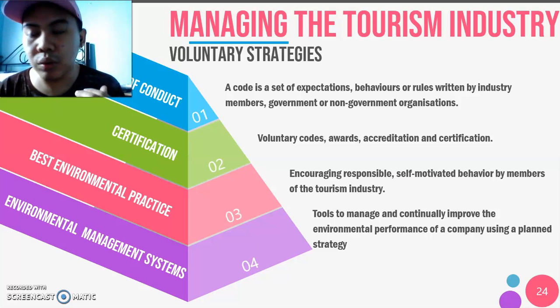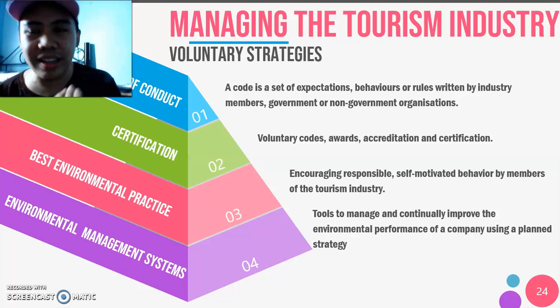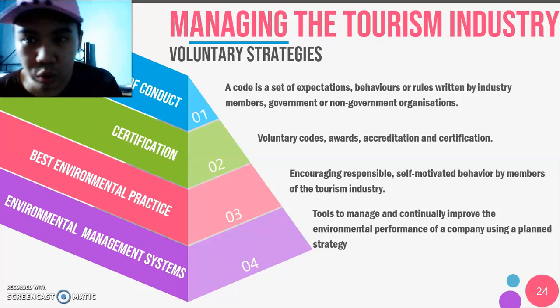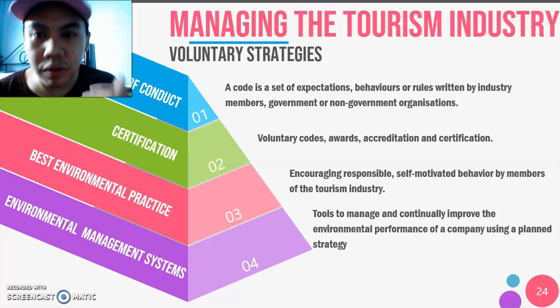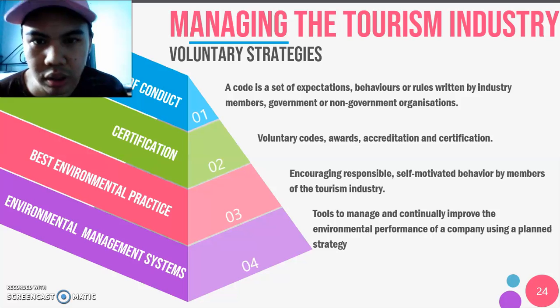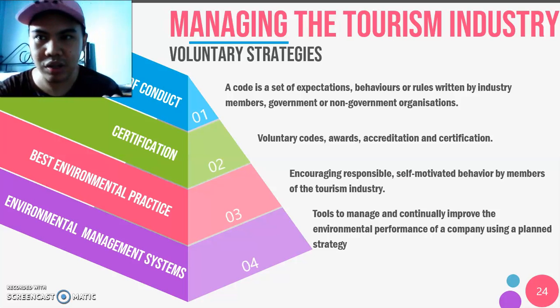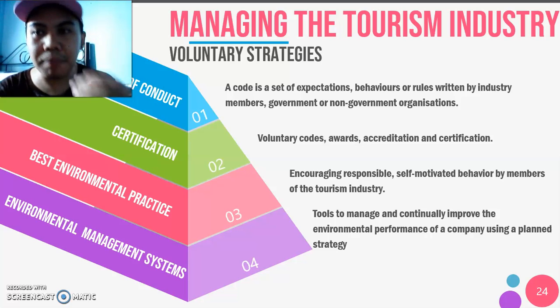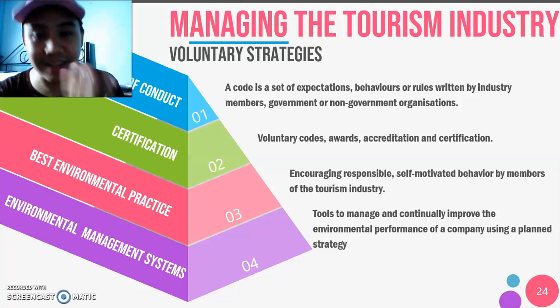For example, you have to have a code of conduct. This code of conduct will act as a regulation, and you can volunteer to abide by this code of conduct. A code of conduct is just like a regulation, a set of expectations, behavior, and rules written by industry members, governments, and also non-government organizations. This does not really force you to abide, but you need to abide voluntarily in order to protect the destination.